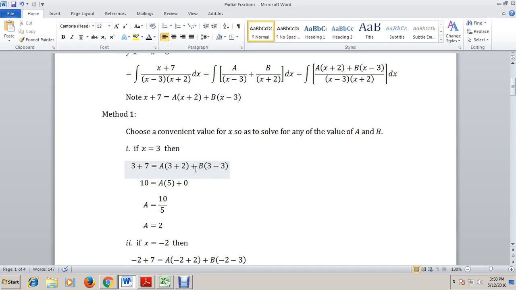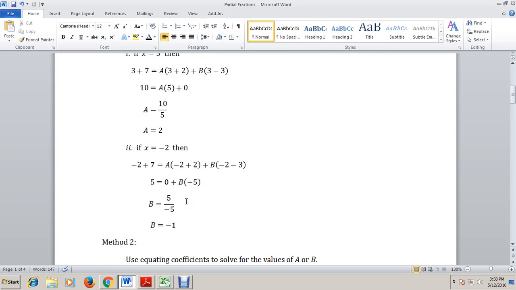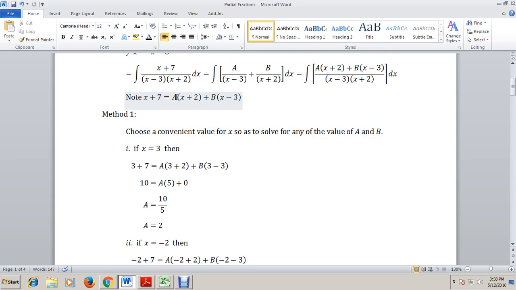Of course, this already becomes 0, and what is left in our expression is that this becomes 10, this becomes a times 5. Solving for a, that becomes 10 over 5, a is equal to 2. Now, we have conveniently solved for a. Now, doing the same for solving for b, looking back again at our given expression.